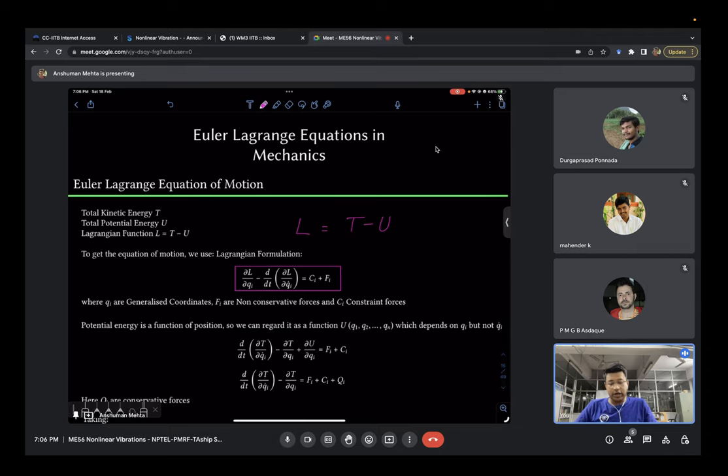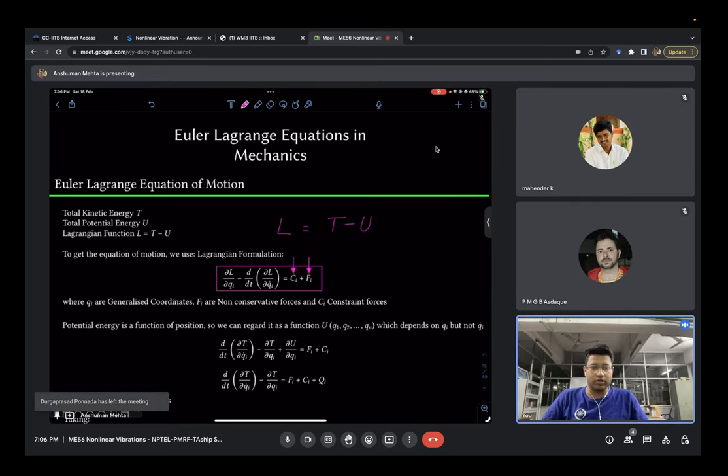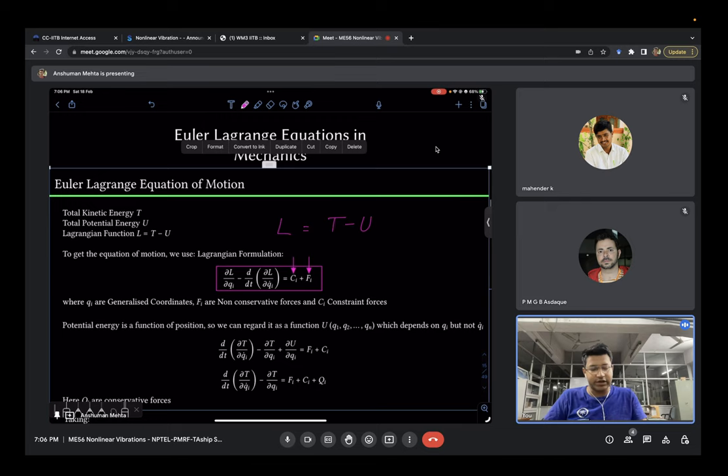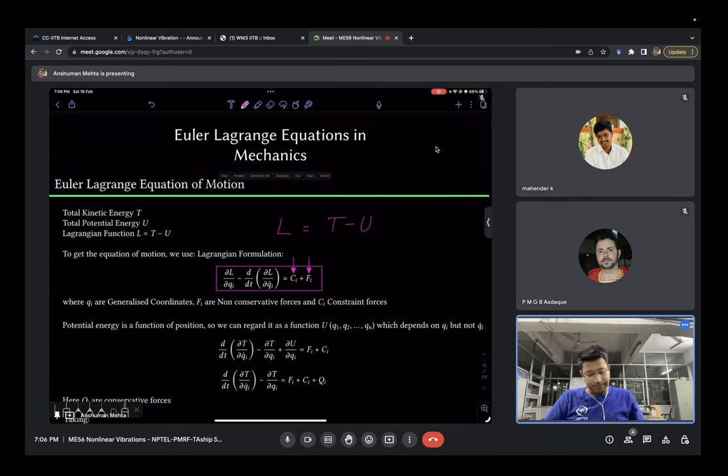Now it is not equal to zero, but has two more quantities. This is called the modified Euler-Lagrange equation of motion. If there are some constraint forces, because we assume that all the degrees of freedom are independent of each other, but there are many scenarios where, by watching, we cannot comment whether they are independent or not. And also in the presence of non-conservative forces, the theory fails.